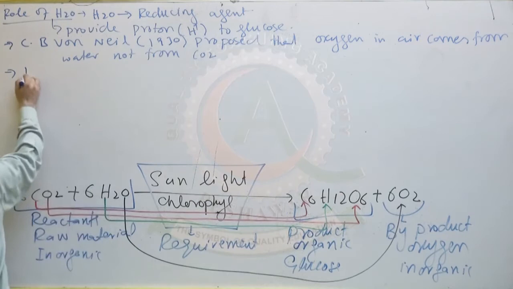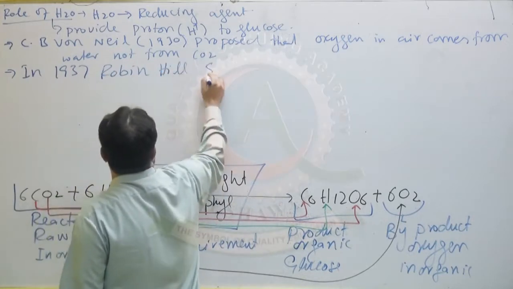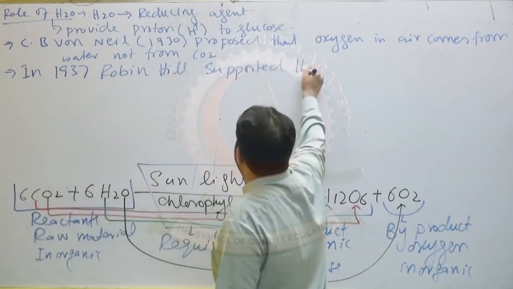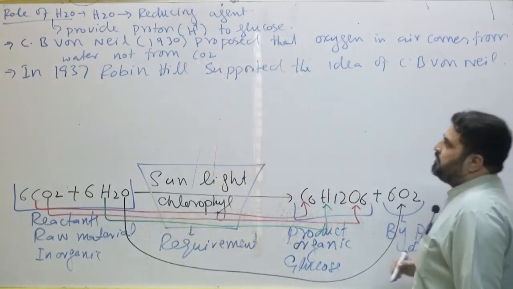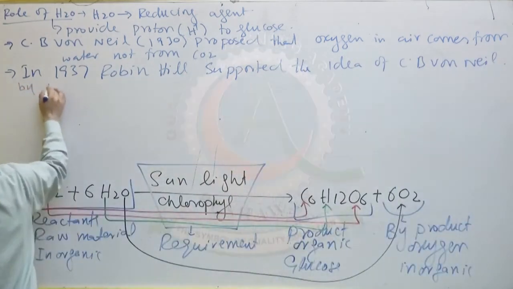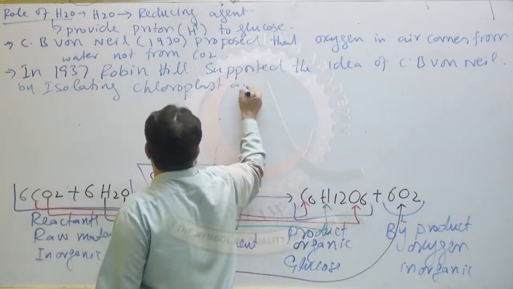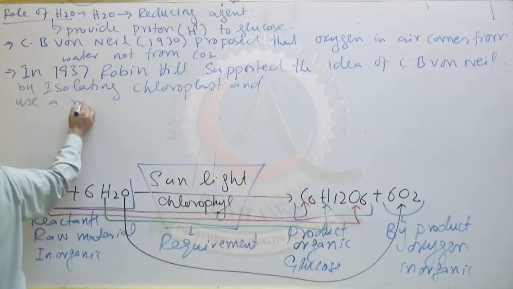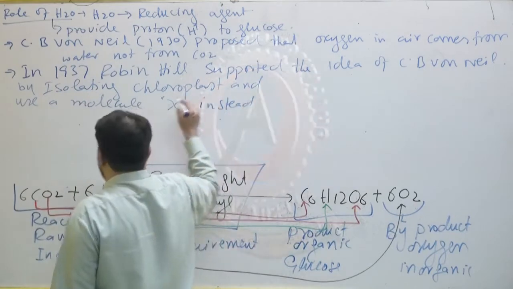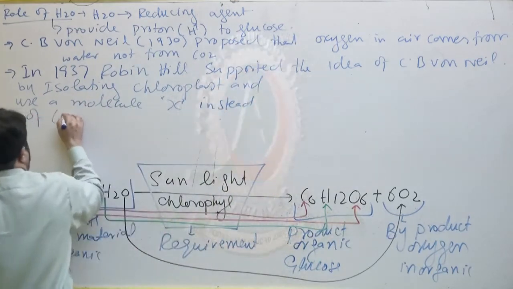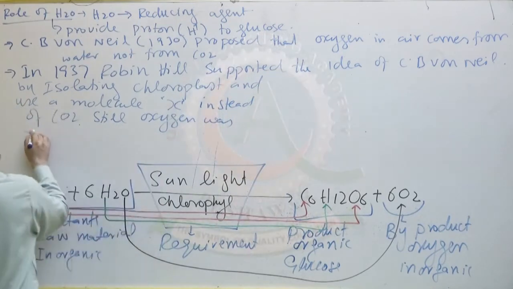Later on, in 1937, Robin Hill supported the idea of van Niel by isolating chloroplasts and using a molecule X instead of carbon dioxide. Still, oxygen was released.